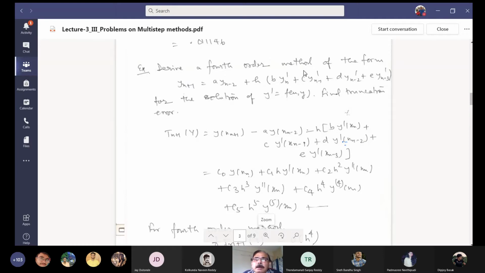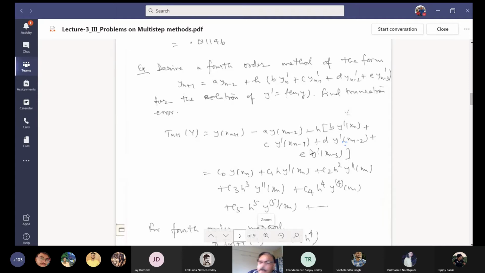Derive a fourth order method of the form y_{n+1} equal to a into y_{n-1} plus h into, this way it is written, y'_n, c into y'_{n-1}, d into y'_{n-2}, e into y'_{n-3}. So let me first write T_{n+1} will be y_{n+1} minus the whole thing, so it is taken on the other side. This is your y_{n+1} minus all the things which I have written. Is this clear? Yes, sir.